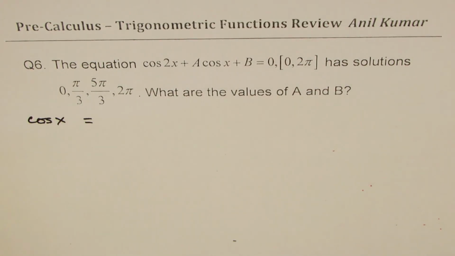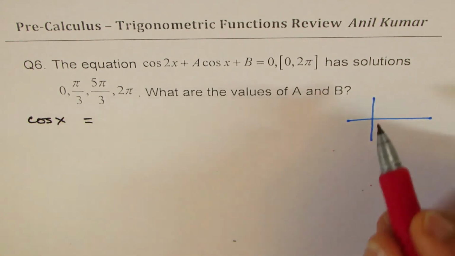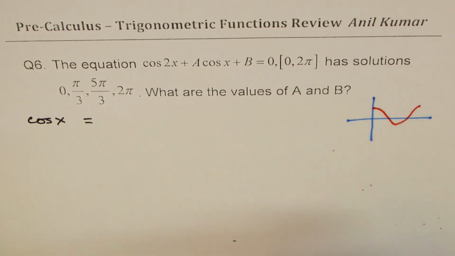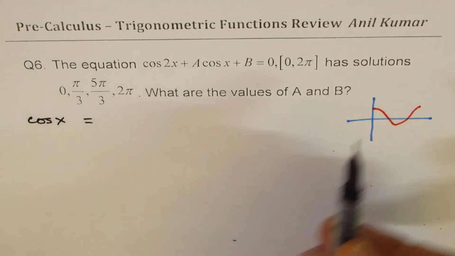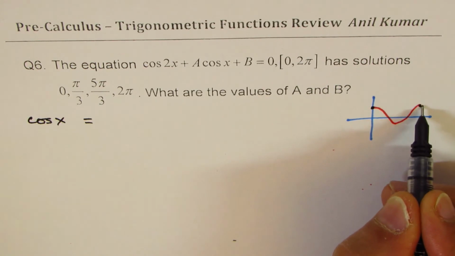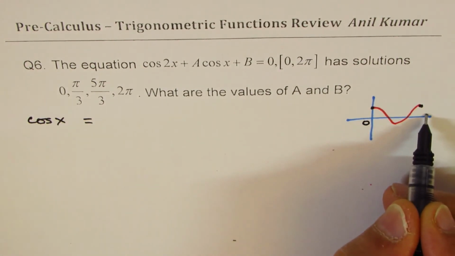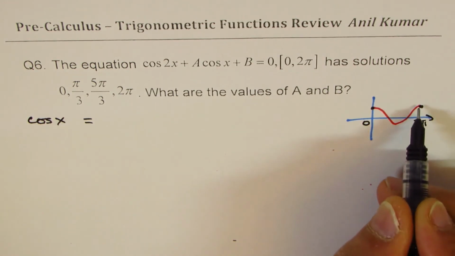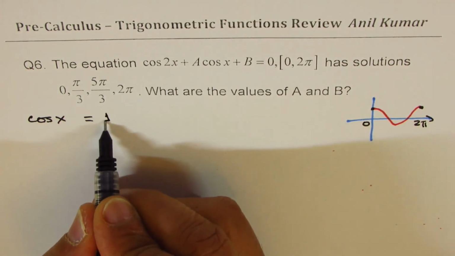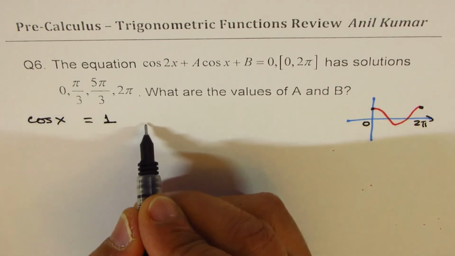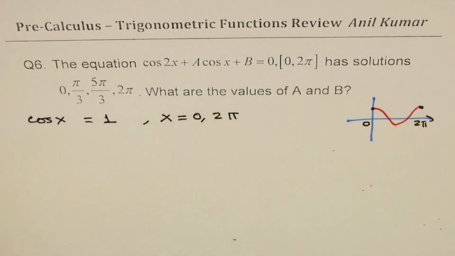So let's sketch the cosine graph to understand better. If the cosine graph you sketch is kind of like this, right? If x is 0, you get 1, right? When x is 2 pi, you get 1. So this is x value of 0 and x value of 2 pi, you get 1. So that means that cos x is equal to 1, right? So this is for x equals to 0 and 2 pi. Does it make sense to you?